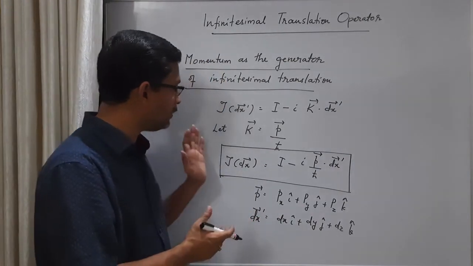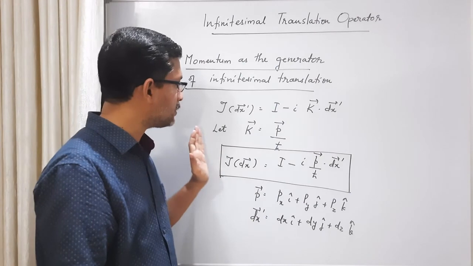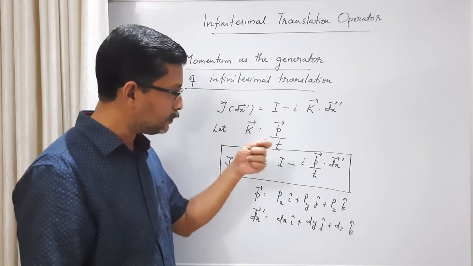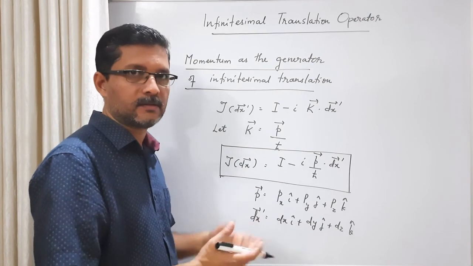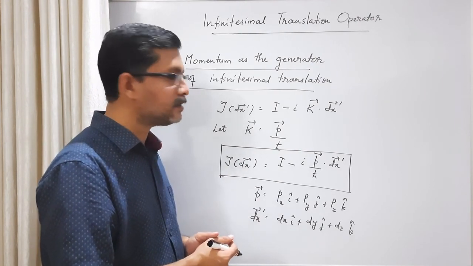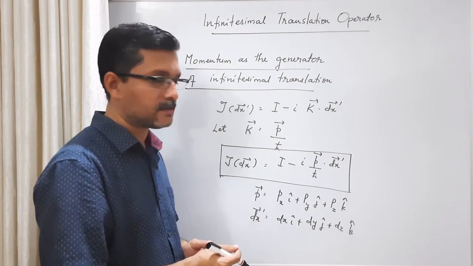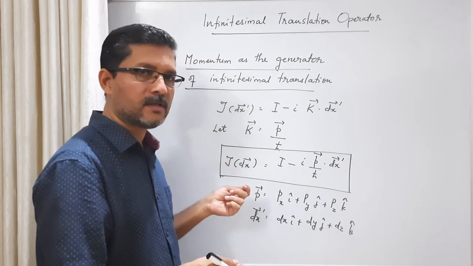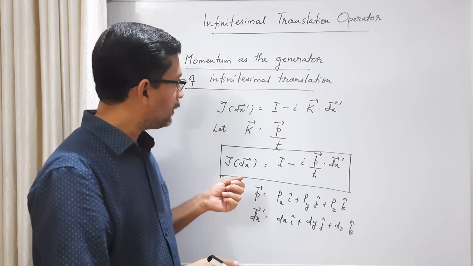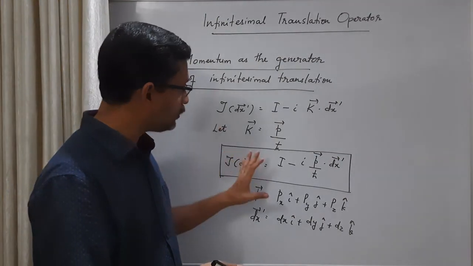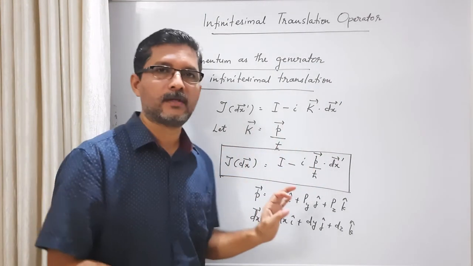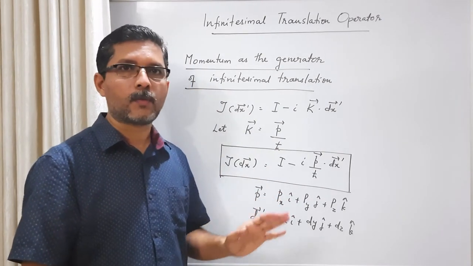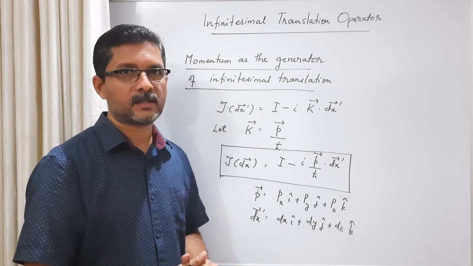So we have defined the infinitesimal translation operator in terms of the linear momentum operator. We have used the idea from classical mechanics that linear momentum is the generator of infinitesimal translation. So here the linear momentum operator is the generator of the infinitesimal translation operator, and we know that once you postulate this definition of the infinitesimal translation operator, it satisfies all the four properties of the infinitesimal translation operator.